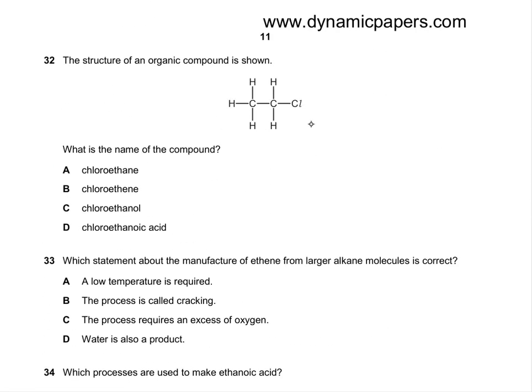The structure of an organic compound is shown. What is the name of the compound? It contains two carbons, so of course it's eth. It contains chlorine, so it's chloro-eth. As it contains one chlorine, it's chloro-eth. And it's saturated, it's all single bonds, so it's chloroethane. So it's chloroethane.